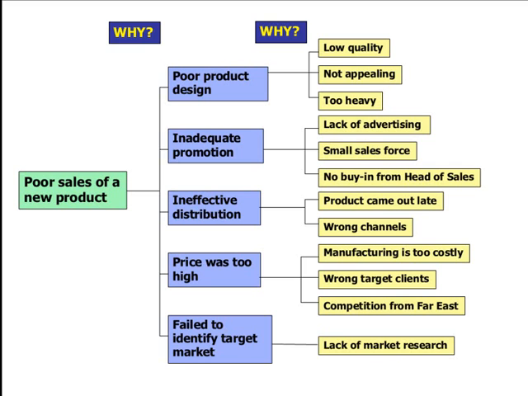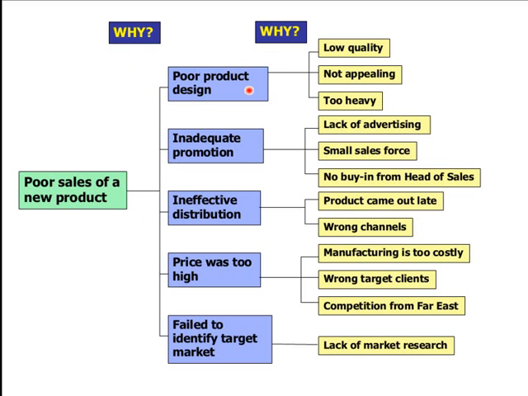And what you end up with is a huge mind map. You start by drawing on one side of the flip chart or the paper you're using the problem. And in this example, it was poor sales of a new product. So we had poor sales of the new product. Why did that happen? Well, initially we think it might have been poor product design. It might be inadequate promotion, ineffective distribution, the price was too high, we failed to identify the proper market. So you ask why, or you ask why else. So you get some of the top level reasons, and then for each of those you ask why again.